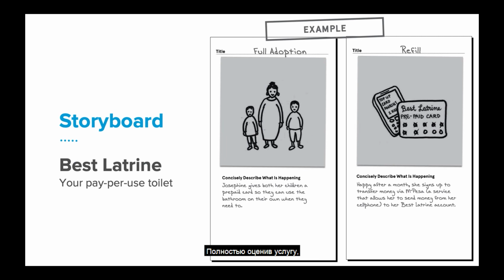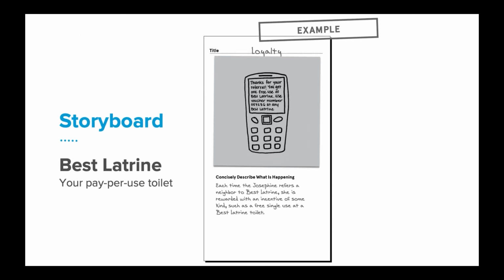Now moving to full adoption. Josephine gives both her children a prepaid card so they can use the bathroom on their own when they need to. Then the refill. Happy after a month, she signs up to transfer money via M-Pesa, a service that allows her to send money from her cell phone to her Best Latrine account. And finally, the loyalty. Each time Josephine refers a neighbor to Best Latrine, she is rewarded with an incentive of some kind, such as a free single use at the Best Latrine toilet.